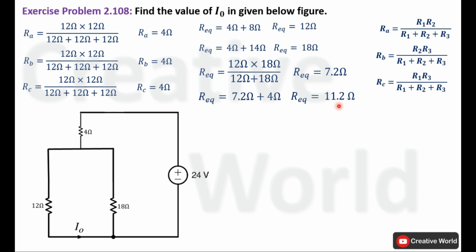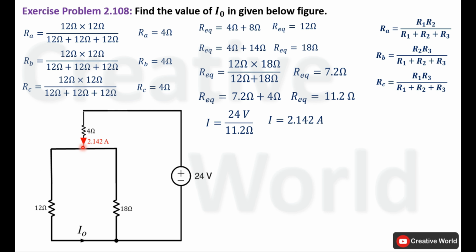After getting the value of R equivalent of complete network, we can calculate total supplied current using Ohm's law. Current through this network will be equal to 24 volt divided by 11.2 ohm. So the value of current will be 2.142 ampere. And the direction of current will be counterclockwise, leaving from positive terminal and entering towards negative terminal. This same current will be entering on this node.